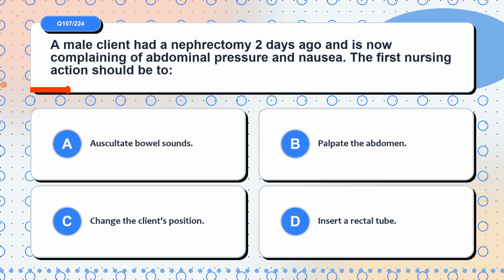Question 107. A male client had a nephrectomy 2 days ago and is now complaining of abdominal pressure and nausea. The first nursing action should be to. Here are the options. Option A, auscultate bowel sounds. Option B, palpate the abdomen. Option C, change the client's position. Option D, insert a rectal tube.